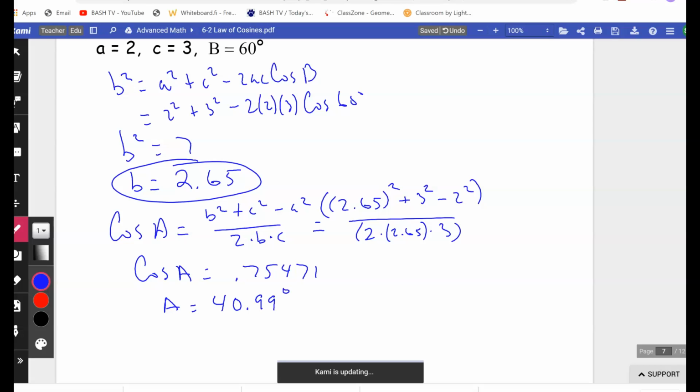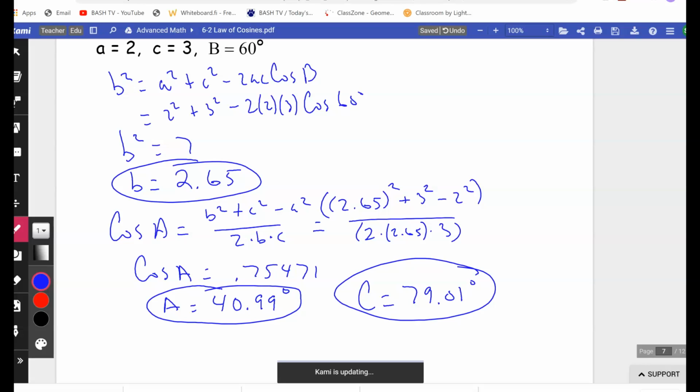Okay? And again, depending on your rounding, I'm looking at my notes here, and I must have used a slightly smaller number, and I had 40.89 degrees. Okay, so I'm going to have to accept some different variations here. All right. So now the last thing to find is angle C. Well, you do that by adding B and A, which is 100.99, and subtracting from 180. So that's going to give me, in this case, 79.01 degrees.